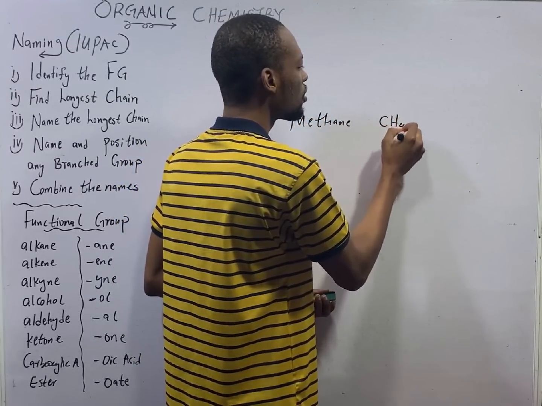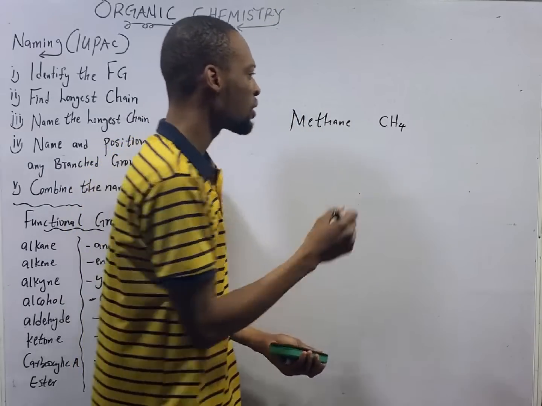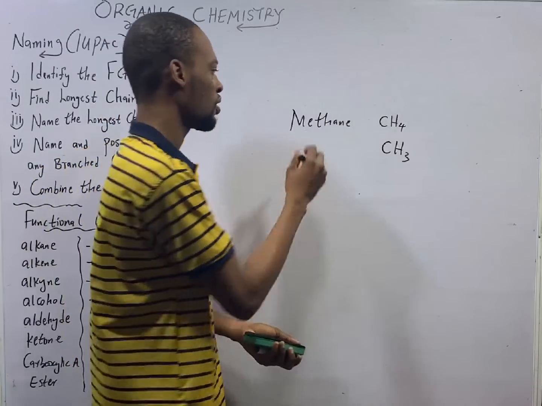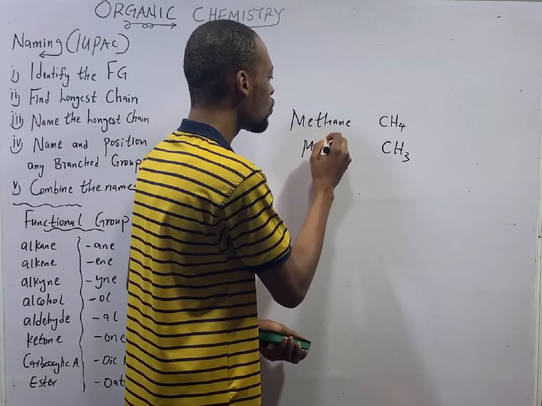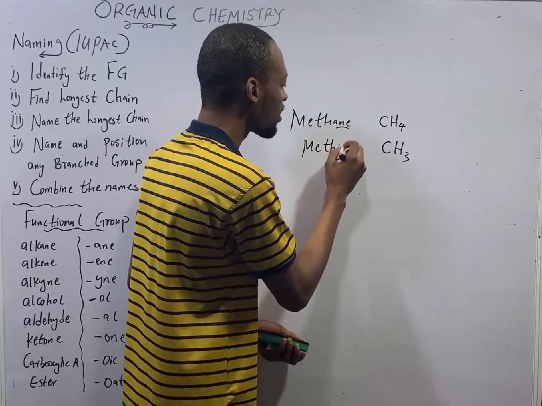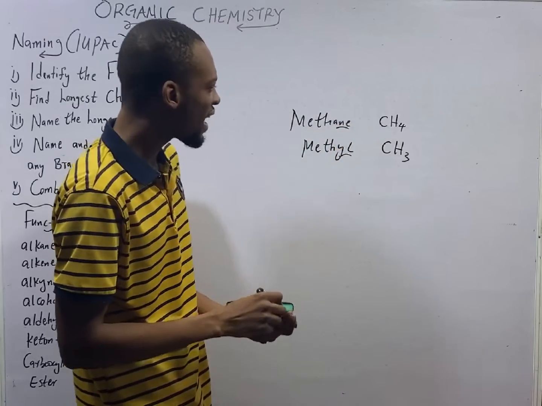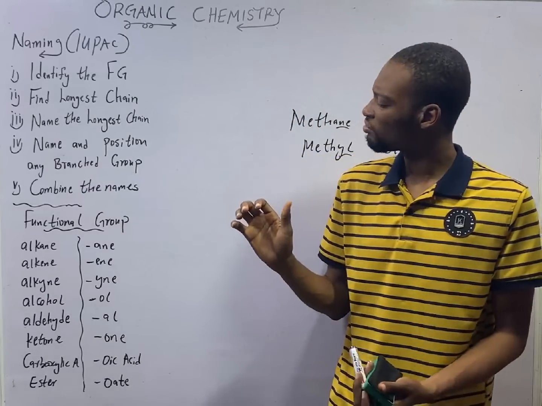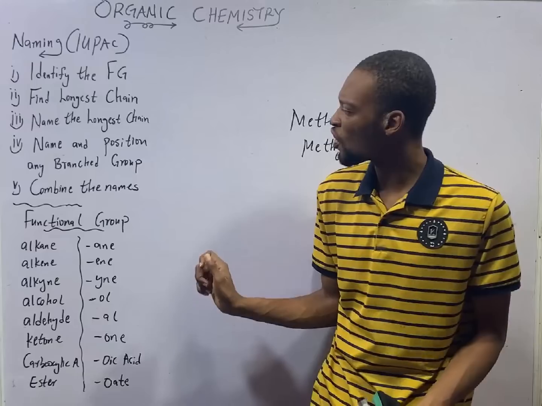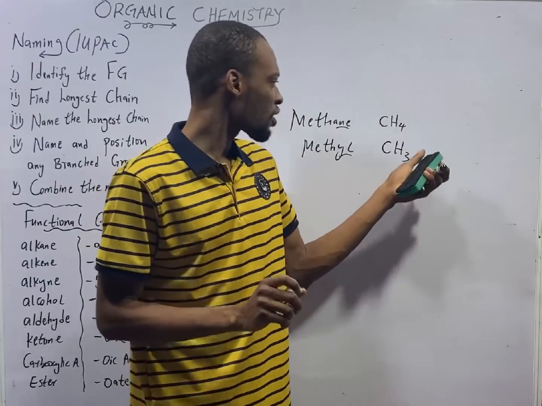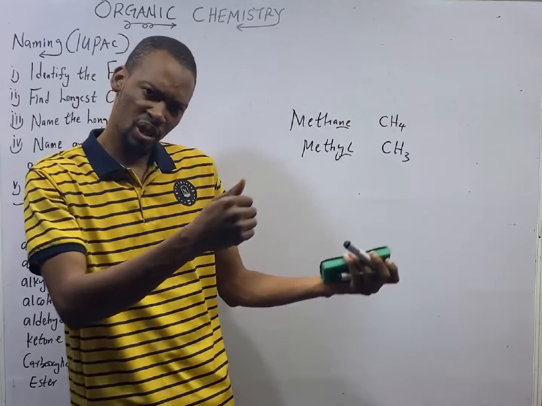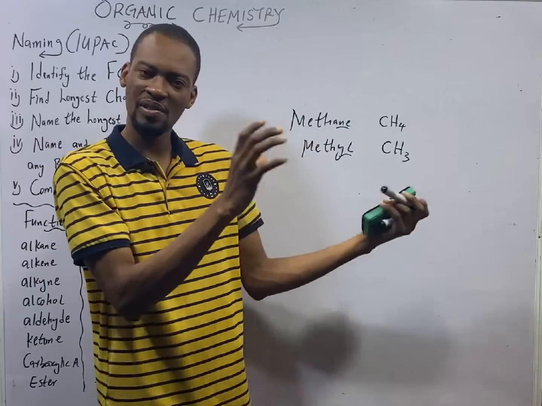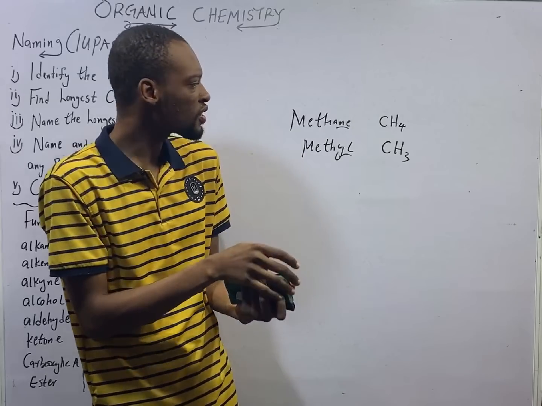We agree that when methane, CH4, loses one hydrogen, that becomes CH3. It becomes an alkyl group. So instead of methane, we change the "ane" to "yl": methyl. And I also told you that methyl is the basis for actually all organic compounds, because when an alkane loses one hydrogen, the space left is filled by a functional group, giving us a name.